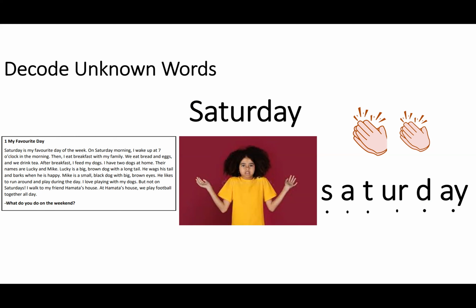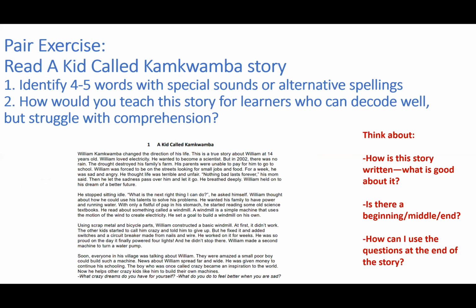And you might use your sound spelling chart to say, here's the UR spelling for the sound and here's the AY spelling for A. So now we're going to do an exercise. Again, pause the video, go in pairs if you have someone else, or by yourself. Identify 4 or 5 words in this story from the storybook. The story is called A Kid Called Kamkwamba.